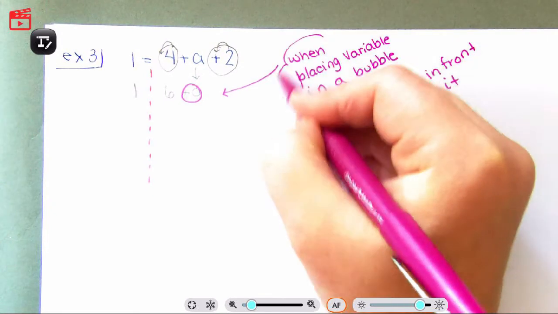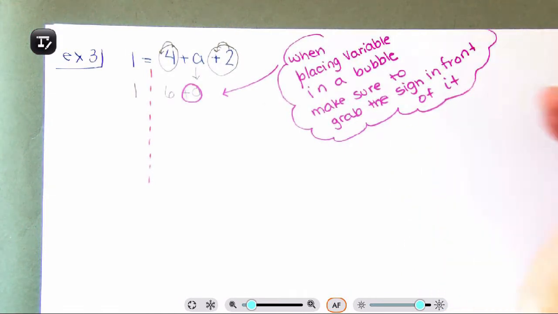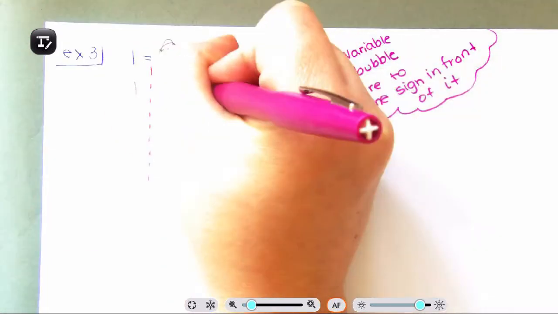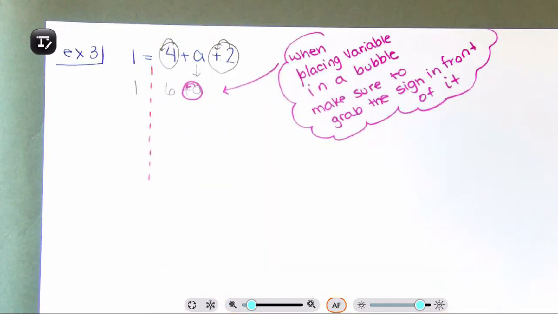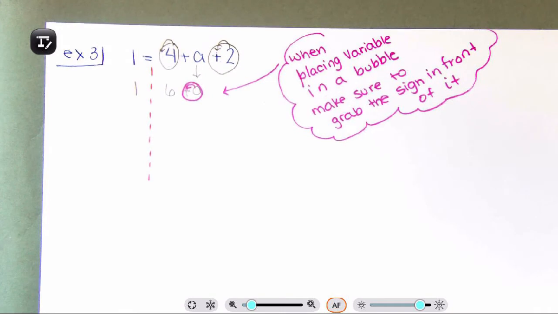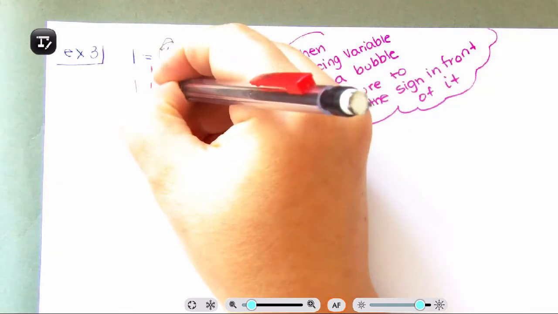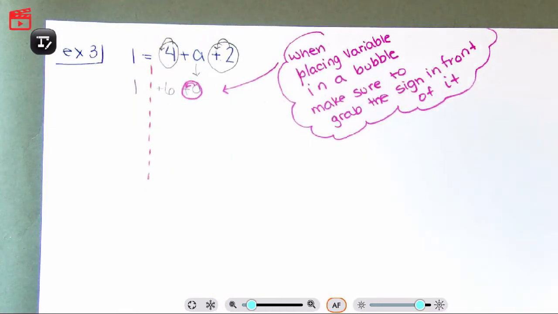And that's going to be in our thinking bubble. So whenever you are taking your variable and putting it in a bubble, make sure that you are grabbing that sign in front of it. It's always going to be the sign in front. Okay, now what do we say mathematicians are? Mathematicians are lazy. Okay, so since mathematicians are lazy, remember there was this plus in front of 6 that I was lazy to write. I'm going to put that in.